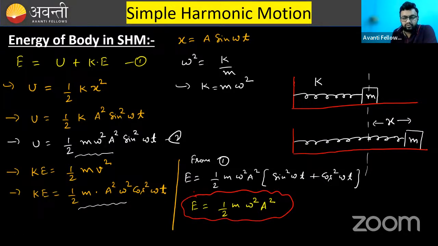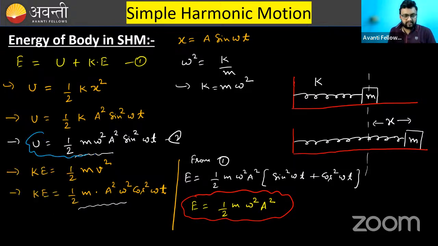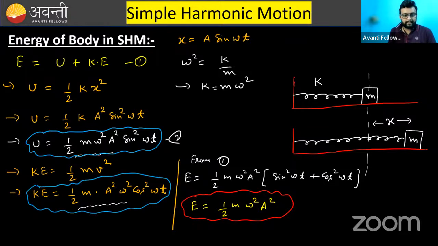So now listen to the conclusion part. What is the conclusion? Or what are the equations that you should highlight? You should highlight all these 3 things. One, that is potential energy. One, that is kinetic energy. And this is total energy. So what are the things to be highlighted? What are the main things?